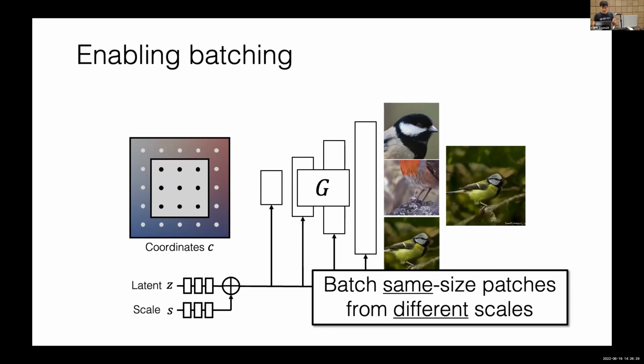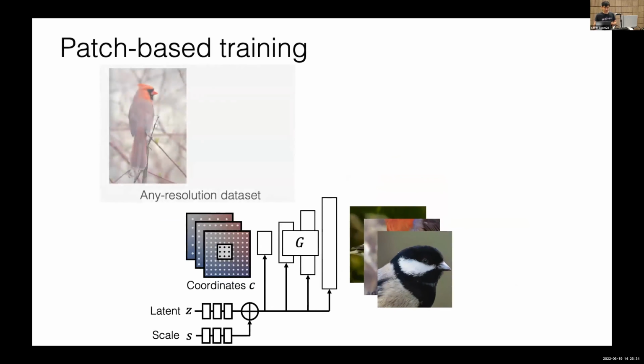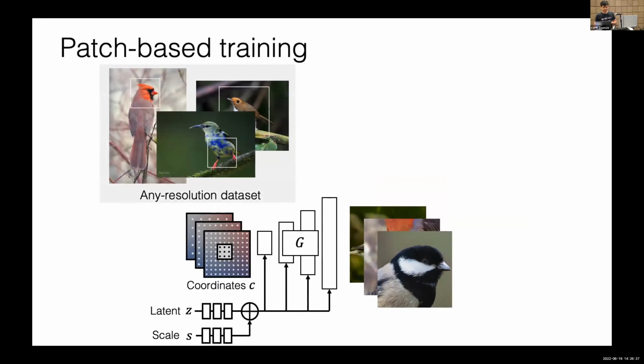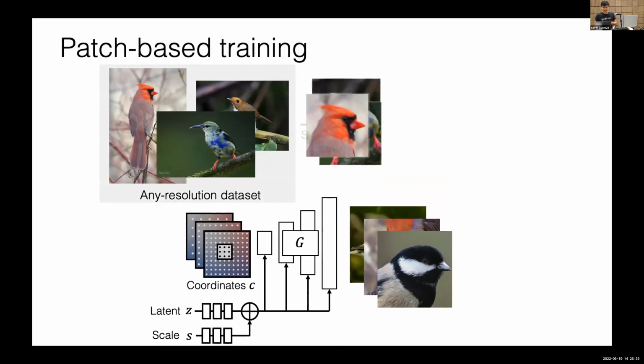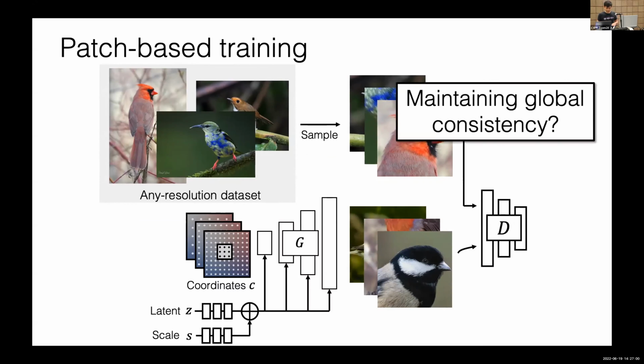Okay, so from here, we're almost golden. We can query our generator for a bunch of high resolution patches. We can take our any resolution data set, perform cropping to do the same operation. And now we have a nice set of real patches, and we can put them through a discriminator as we do. Okay, so this scheme here is a patch-based training scheme that allows us to directly try to get high quality, high resolution patches. Now you may be thinking there could be a problem here. How do you maintain global consistency? How do you know that the head of the bird isn't going to appear where its feet are, and vice versa?